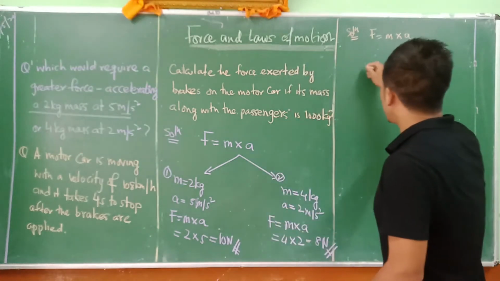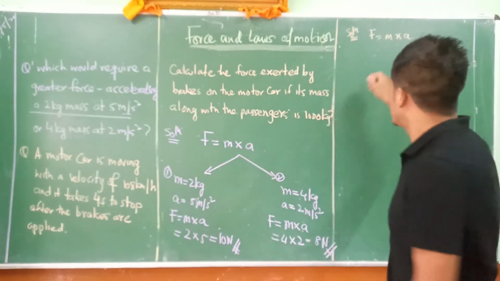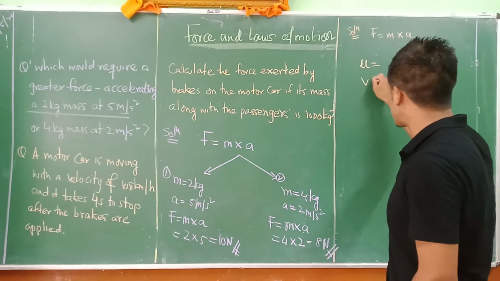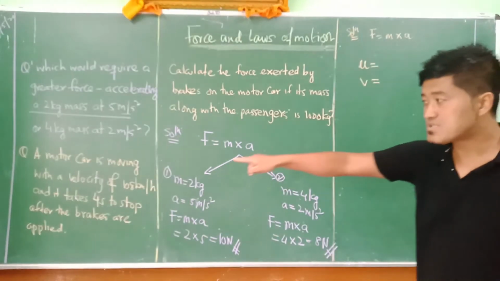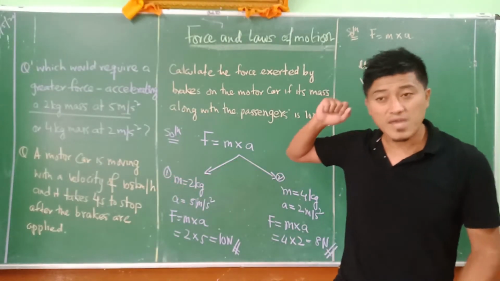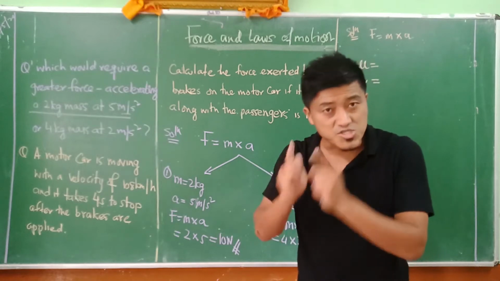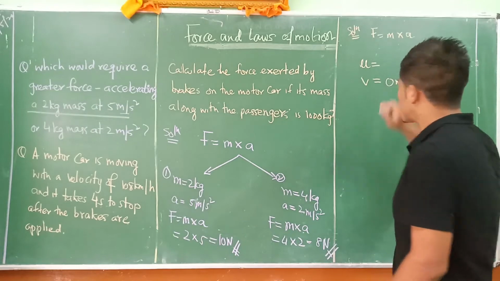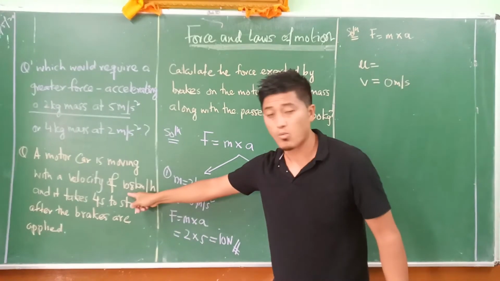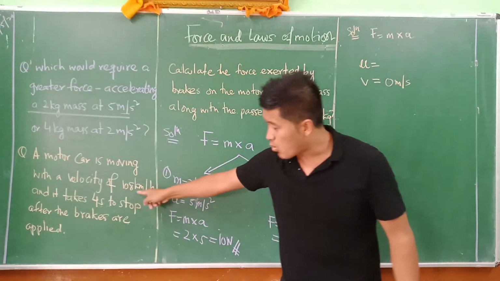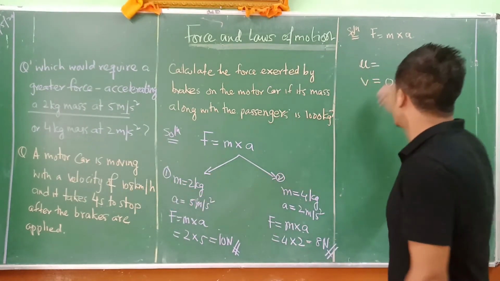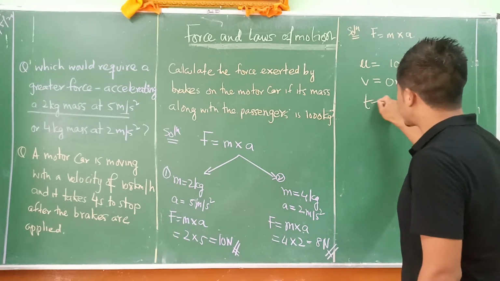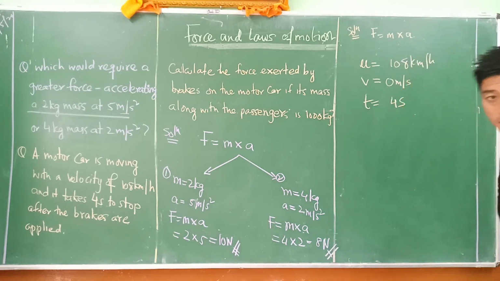Now we are going to write the given part. There are two types of velocity: the initial velocity and the final velocity. What is the final velocity? When they apply the brake, the motor car is going to stop, so the final velocity is 0 meter per second. The 108 km per hour is the initial velocity, and we got the time as 4 seconds.